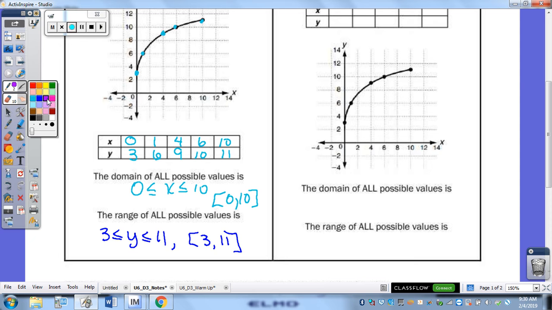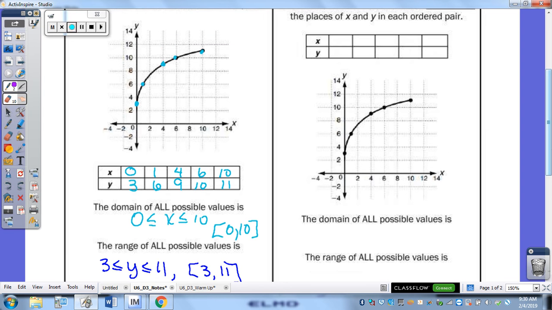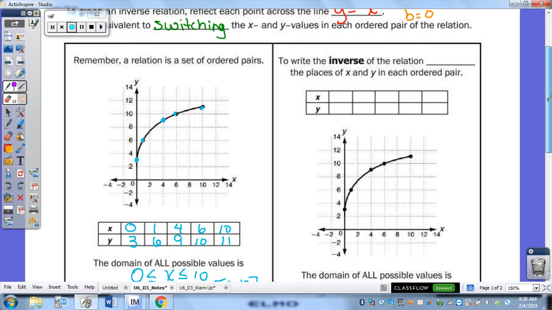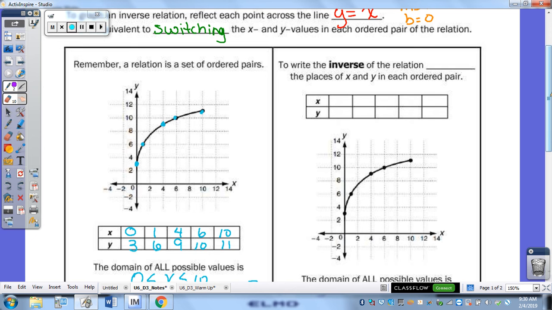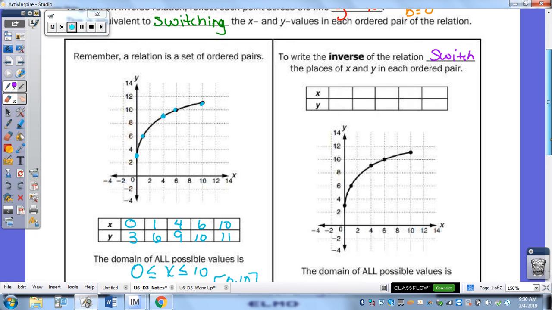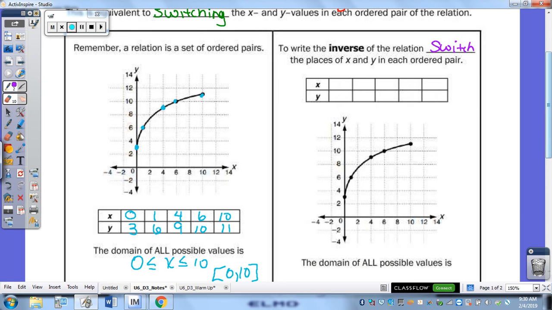So that's just a quick little review of what we've done. So over here, to write the inverse of the relation, you just have to simply switch the places of your x and y in each ordered pair. And then that's going to give you your inverse. So here's my original function over here. To get the inverse again, all we're going to do is switch x and y.